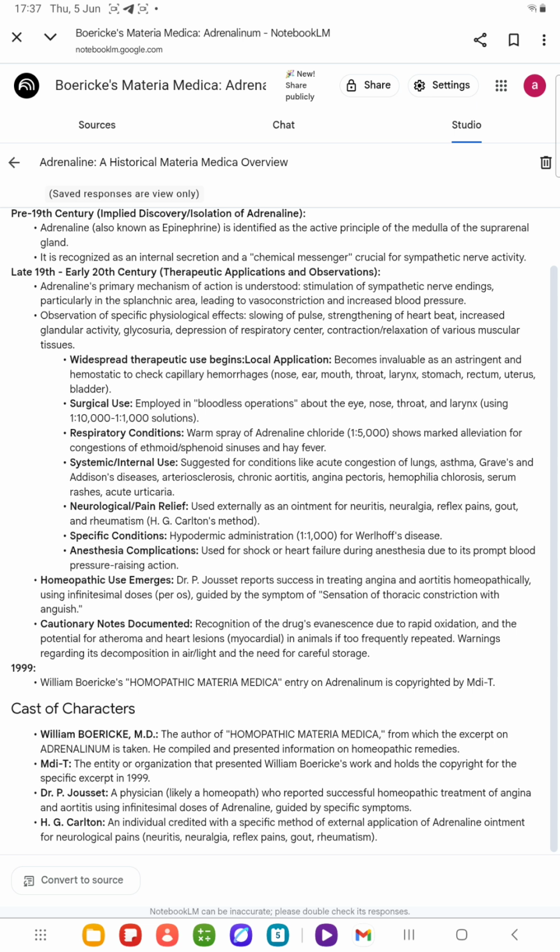What about systemically, when it gets into the whole body? Systemically, the source says it hits several key areas hard. Arteries, the heart, the suprarenal glands themselves, and the whole vasomotor system. The system controlling blood vessel diameter. Yep, and that main action we talked about, stimulating sympathetic endings. How does that play out systemically, according to the text? Right, what's the big picture effect? The primary systemic action described is stimulating those sympathetic endings, especially, it notes, in the splanchnic area.